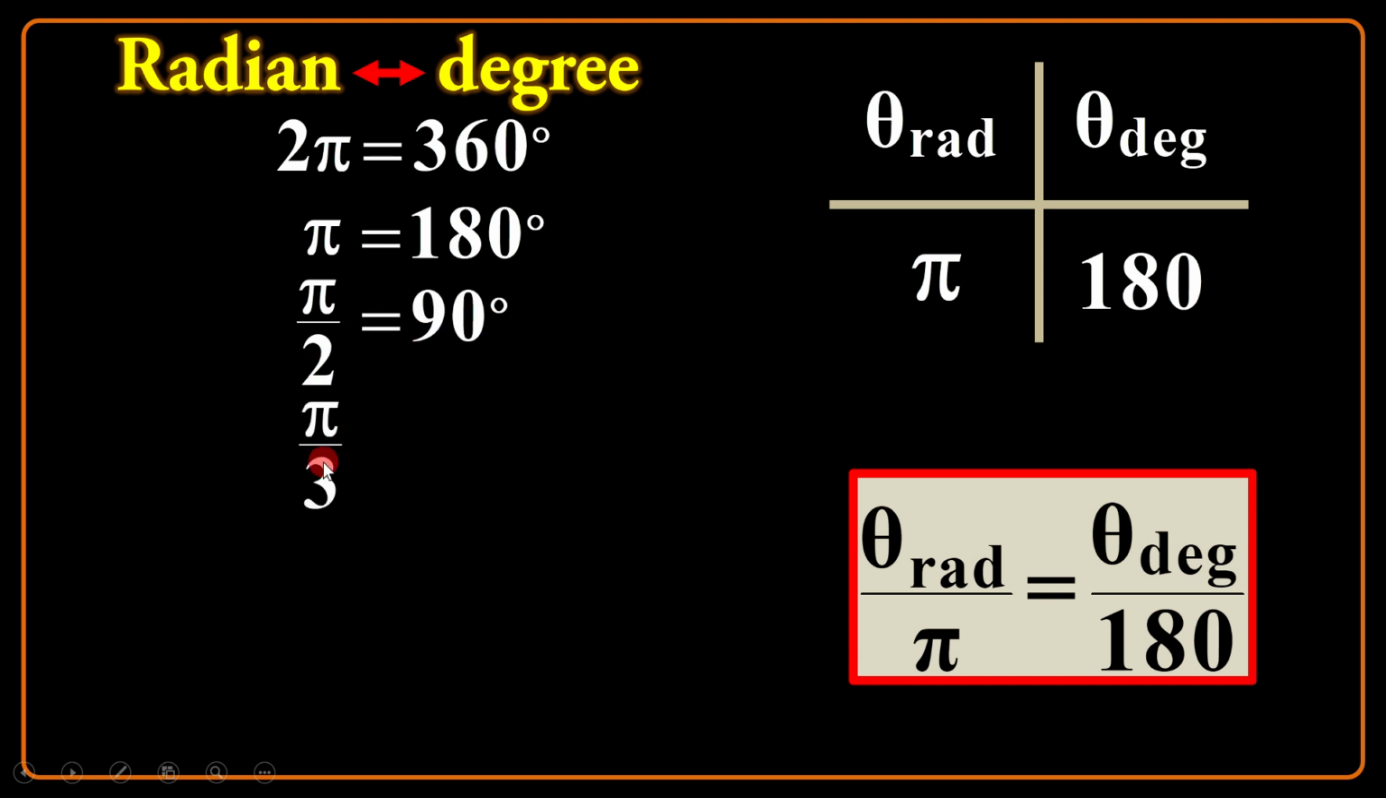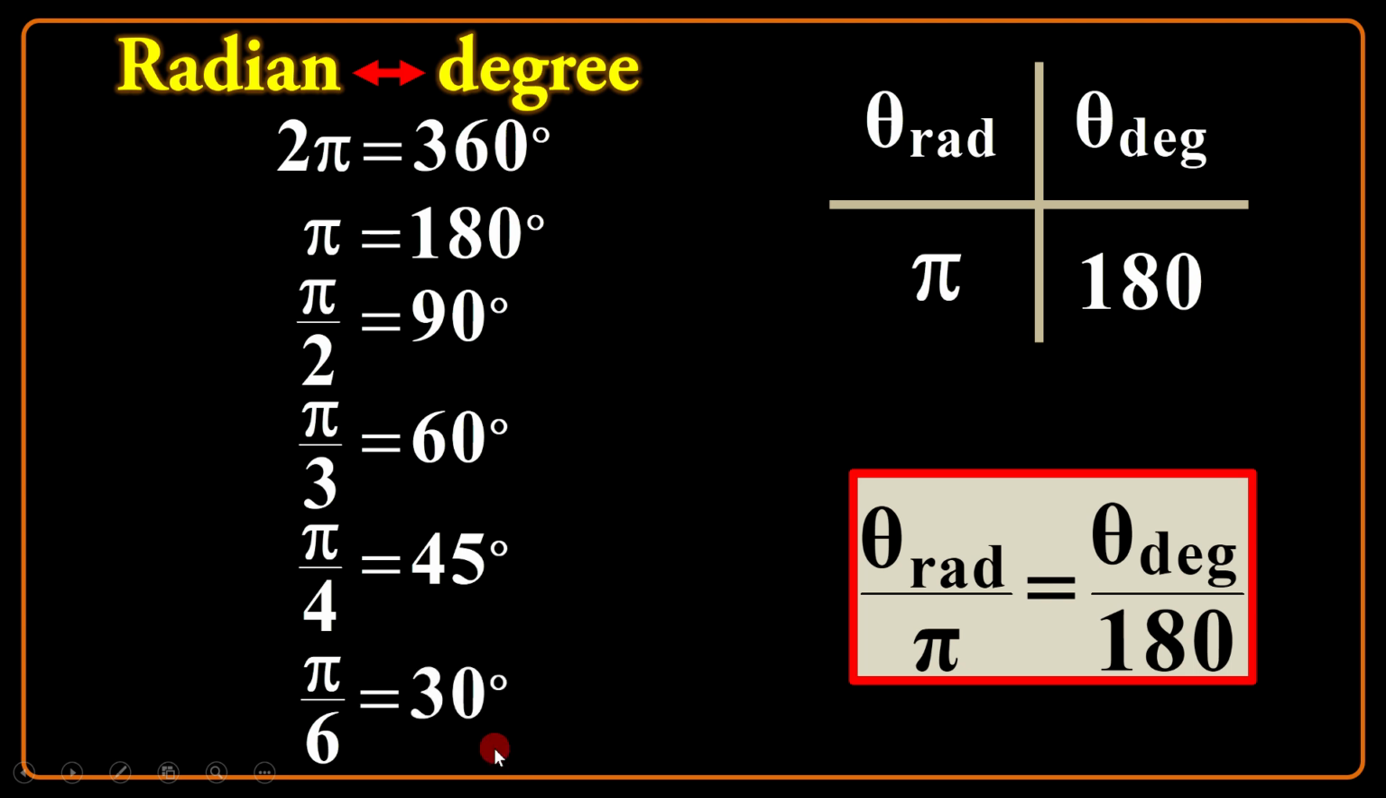And then pi over 3, accordingly, let's divide pi by 3. And so we should divide 180 by 3 again. So it's 60 degrees. Let's divide pi by 4. 180 also by 4 will be 45 degrees. Let's divide pi by 6, and also it will be 180 divided by 6, 30 degrees. That's all. It's very easy.